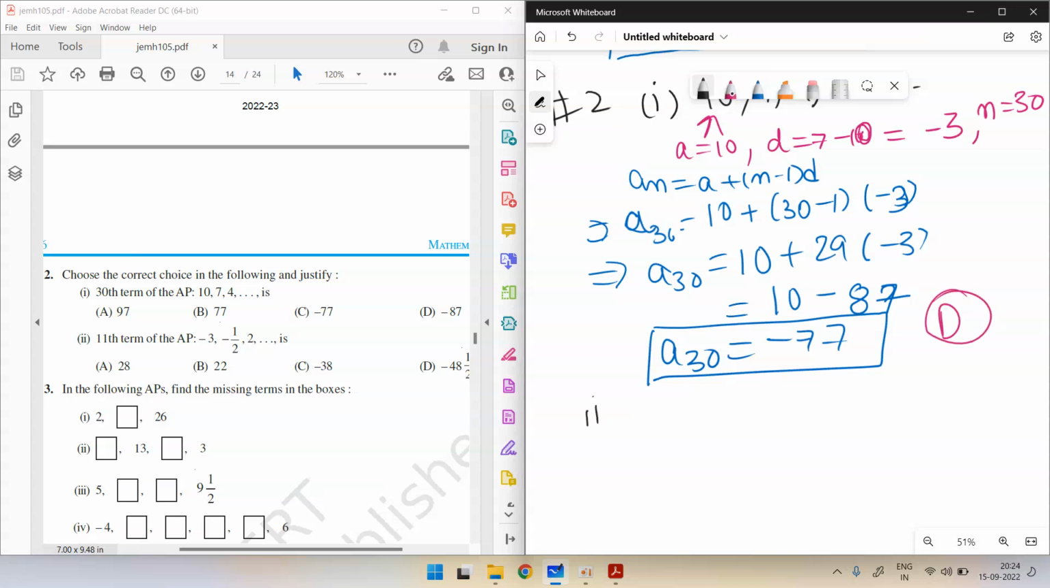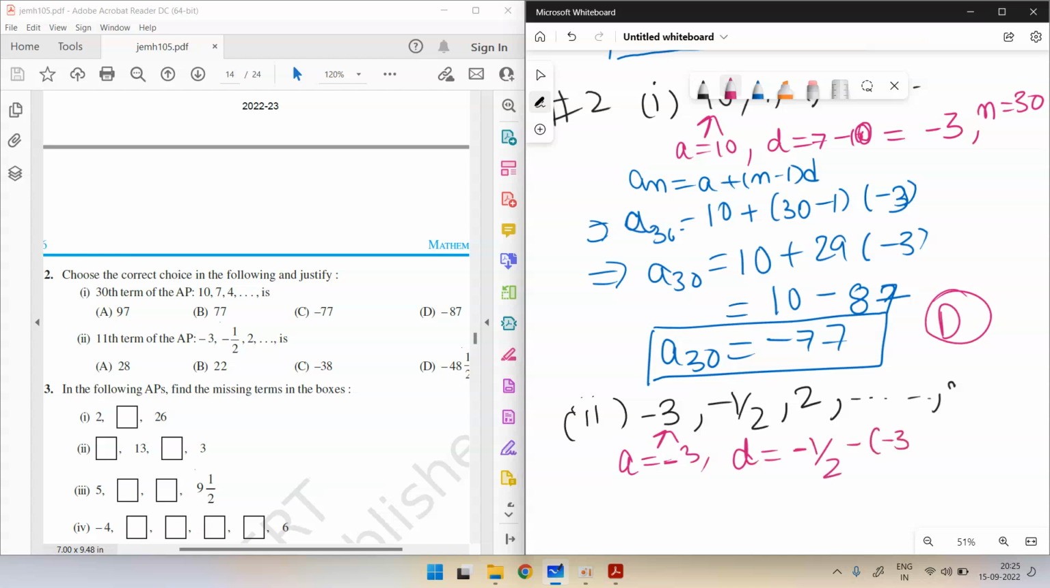The second part says: find the 11th term of an AP. The AP is minus 3, minus half, 2, and so on. As per the series, this is my first term, so a is equal to minus 3, and d is equal to minus half plus 3, which is nothing but 5 by 2. This is already an AP, so you need not check it.